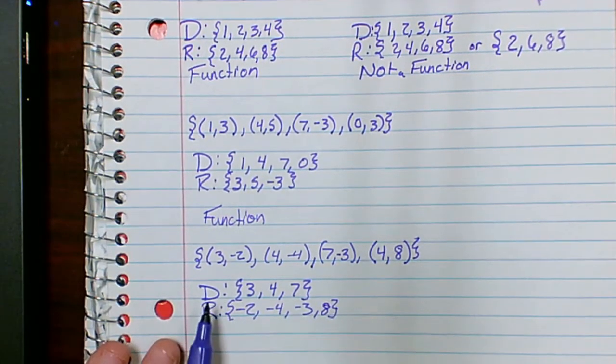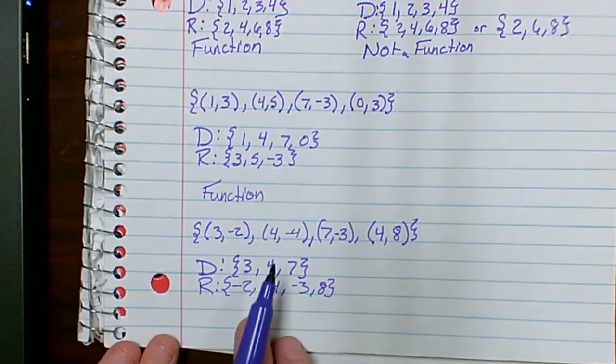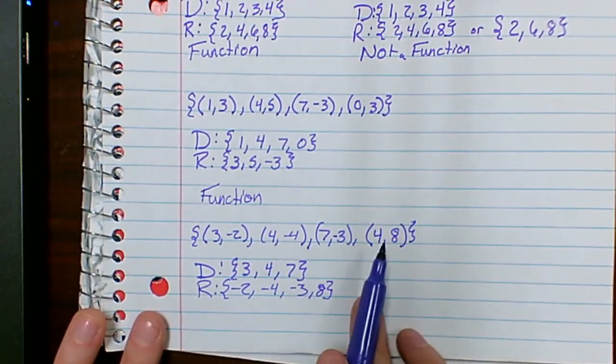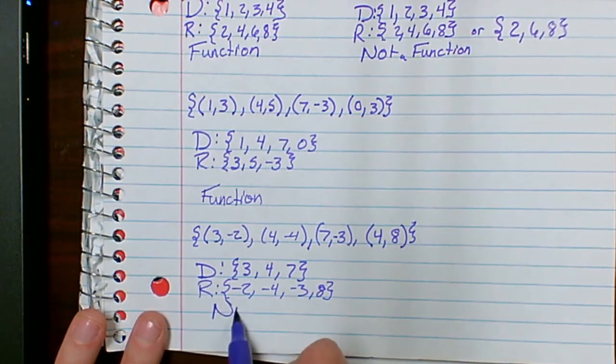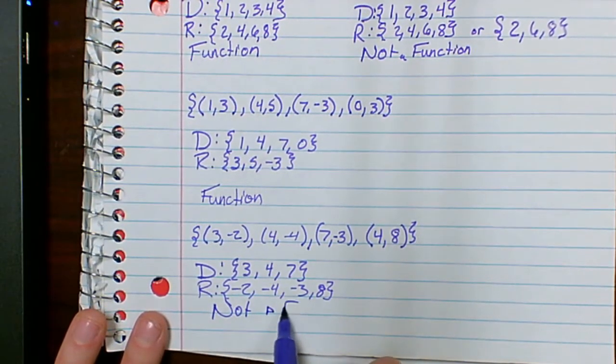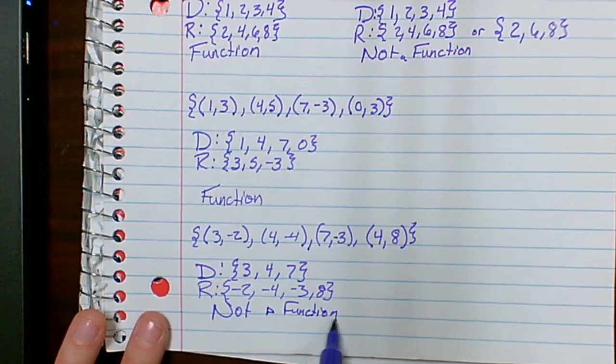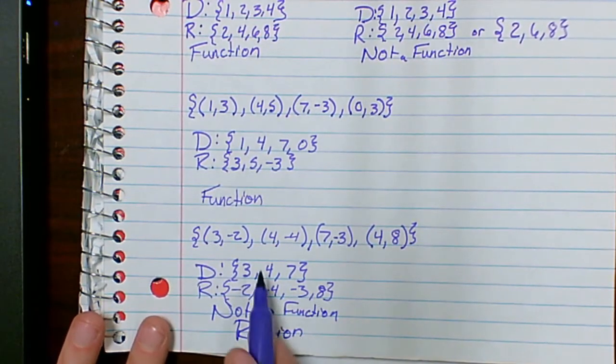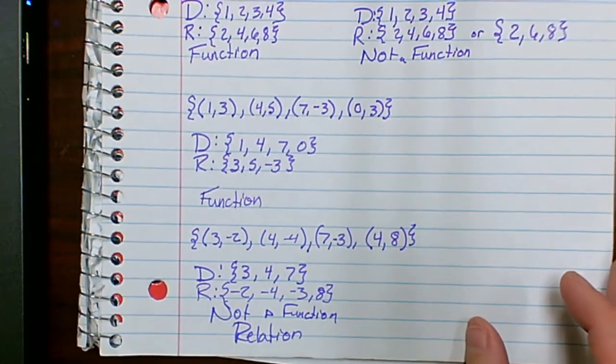Is this a function? Well, if you look at this 4 and this 4, one 4 is going to the -4 and this 4 is going to 8. So this is not a function. Or you can simply call it a relation. Okay, so we have a repeat in the domain, or in the x's.